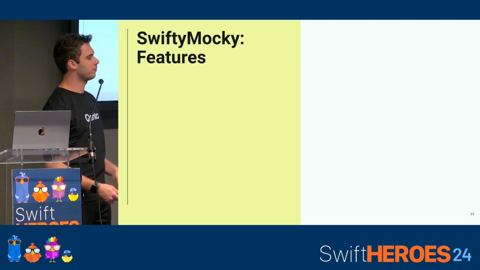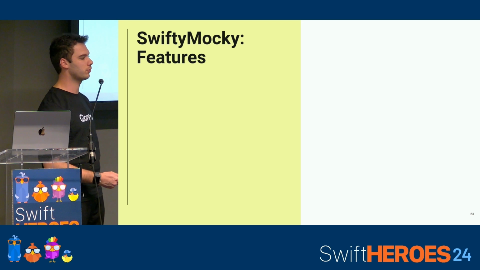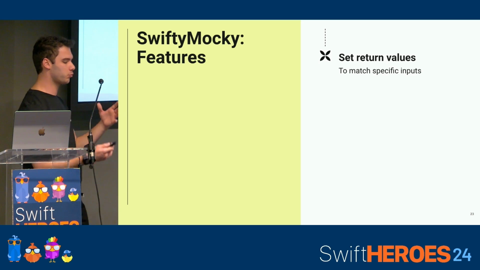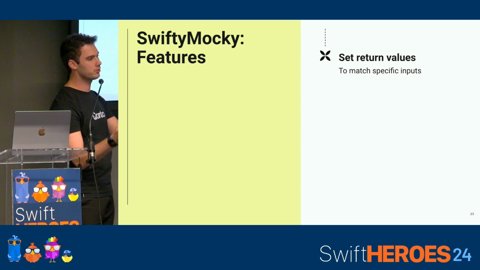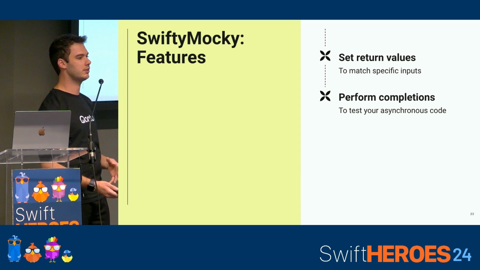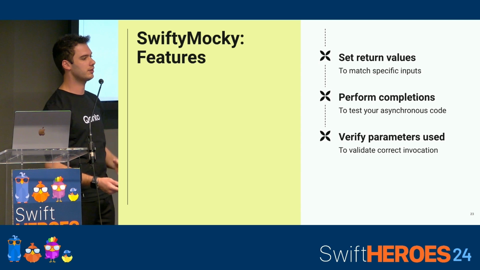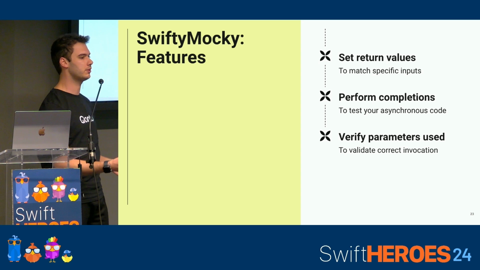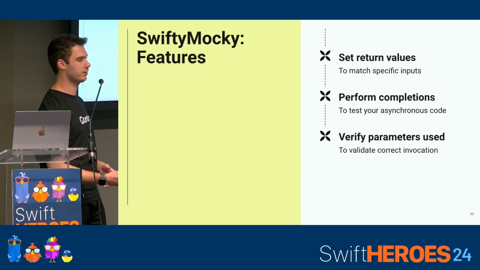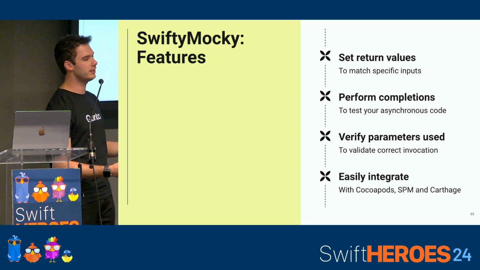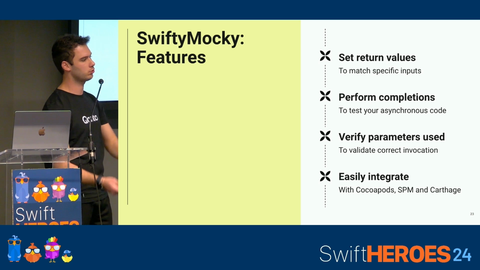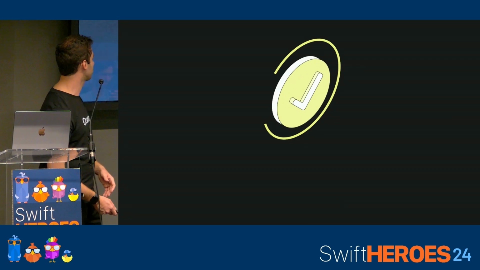So what are the features that make SwiftyMocky so useful for your team? The first thing, on a mock created by SwiftyMocky, you can set return values for your variables and your functions. You can perform completions to test your asynchronous code. On the validation side, you can verify which parameters are used in your function invocations to validate their correctness. And finally, it's easily integratable with your favorite dependency managers, so CocoaPods, Swift Package Manager, or Carthage.